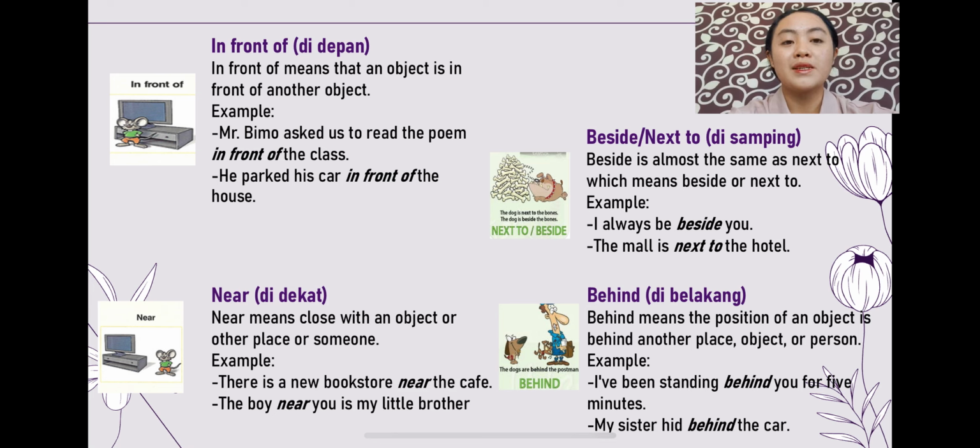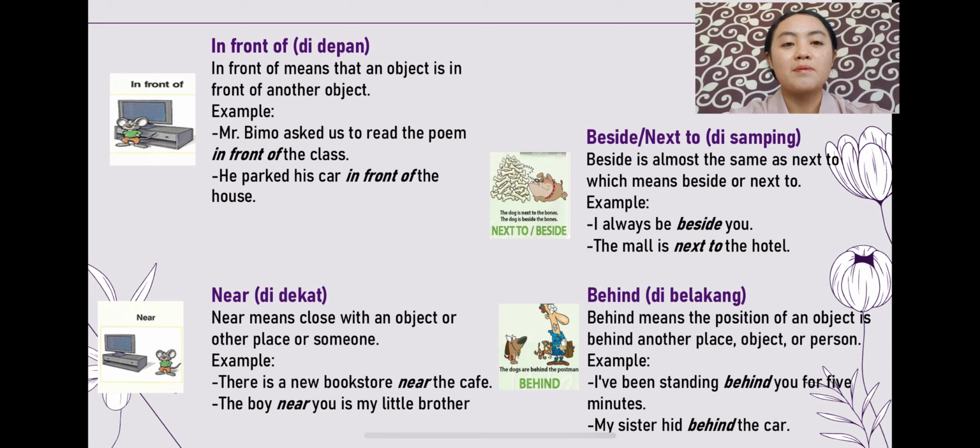Number 8, beside or next to. Beside is almost the same as next to. Example number one, I will be beside you. Number two, the mall is next to the hotel. Number nine, near. Near means close to an object, place, or someone. Example, there is a new bookstore near the cafe. Number two, the boy near you is my little brother.